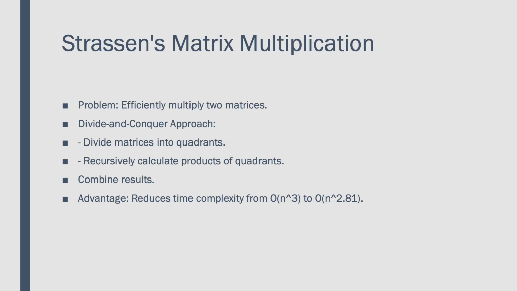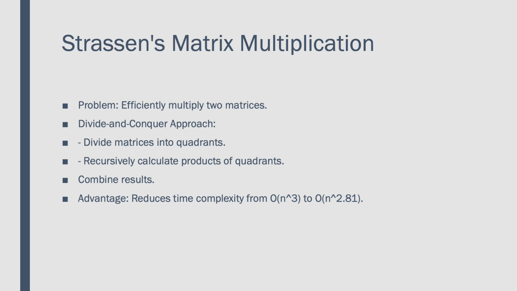Okay, now let's discuss Strassen's matrix multiplication, an efficient algorithm that follows the divide and conquer approach to multiply two matrices faster than the conventional method. Here we have a problem statement. Matrix multiplication is a fundamental operation in various applications, including graphics processing, scientific computing, and machine learning.